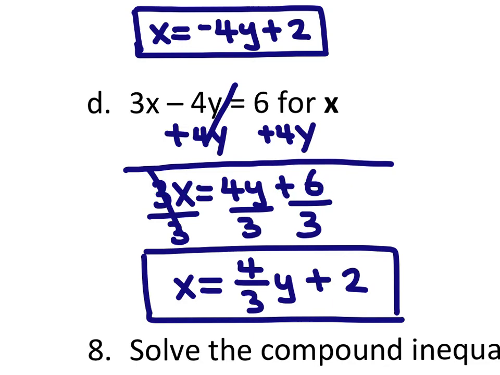Now I need to remove the 3. So x is being multiplied by 3. Opposite of multiplying by 3 is dividing by 3 to everything. These will cancel, leaving me with x. And 4 divided by 3 does not go in even. So I'm going to leave it 4/3 with the y. But 6 divided by 3 becomes 2.